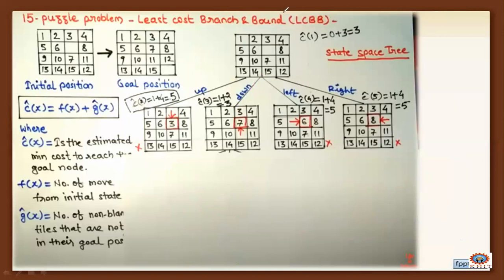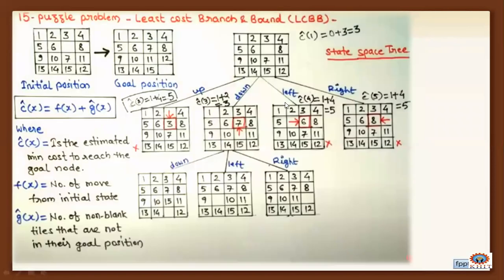Okay, so now we will see here in the first iteration moved down. So we can find the least cost value is 3.